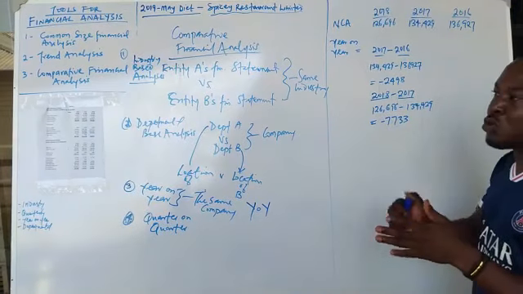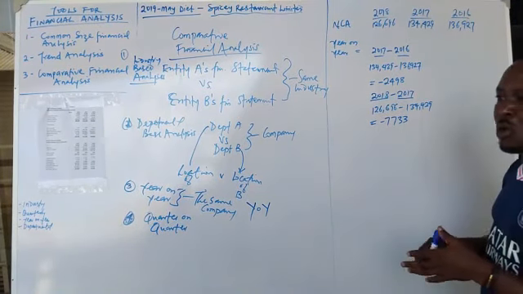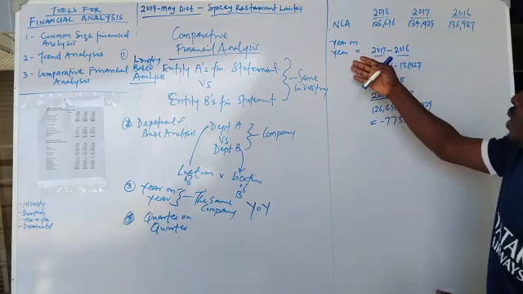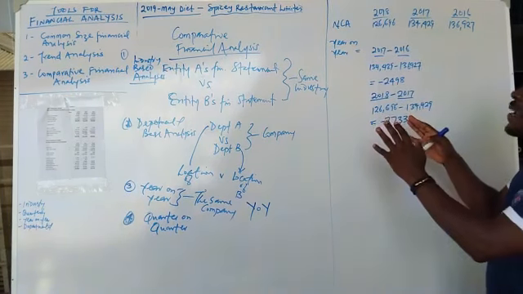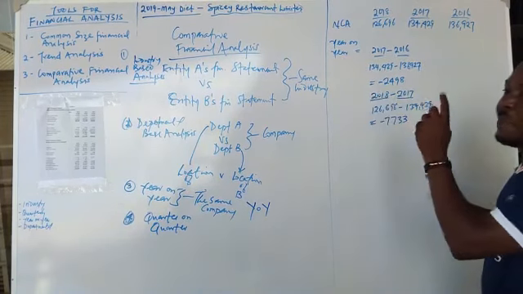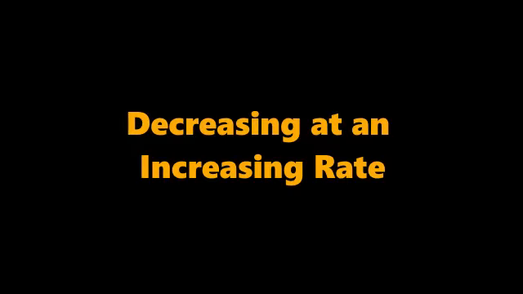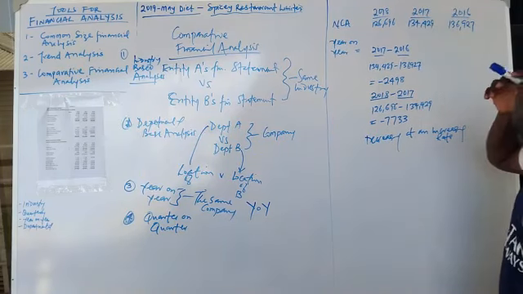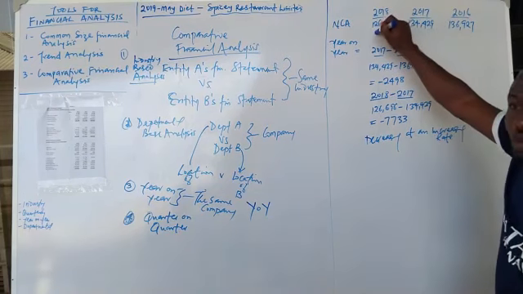For the student that wants to do exam, write this for the forthcoming exam. When you want to state it, you can state it in this manner. Say, the non-current asset of Spicy Restaurant Limited is decreasing at an increasing rate. That is, it decreased from 2016 to 2017. It further decreased from 2017 to 2018.